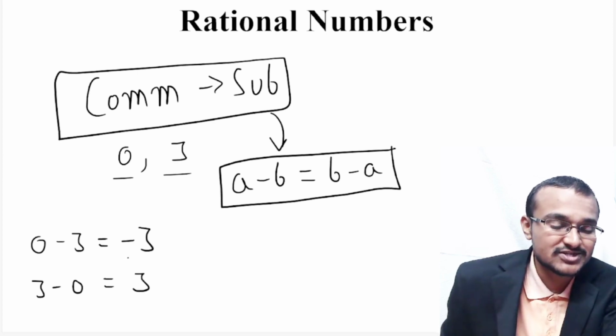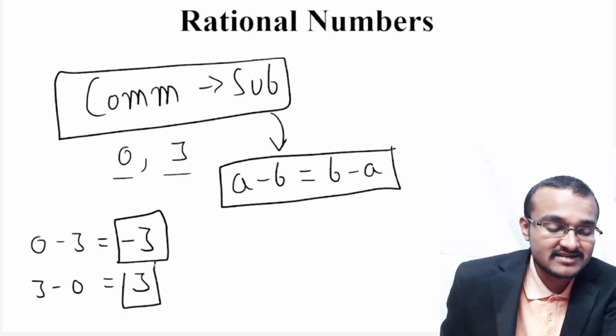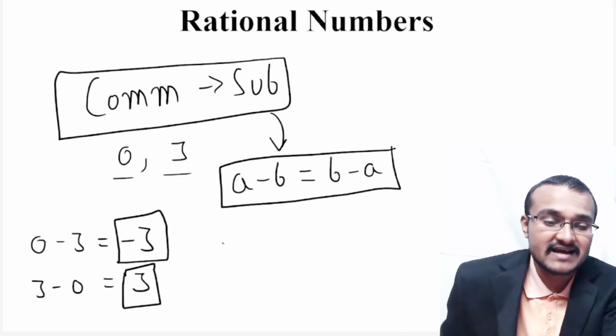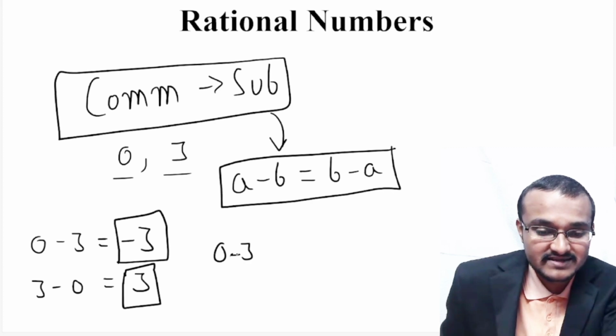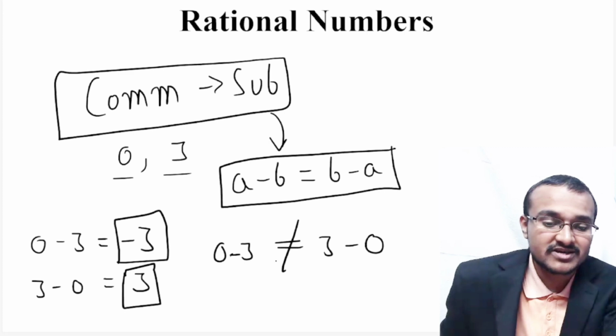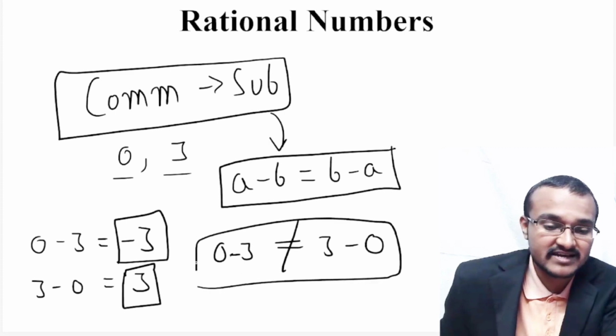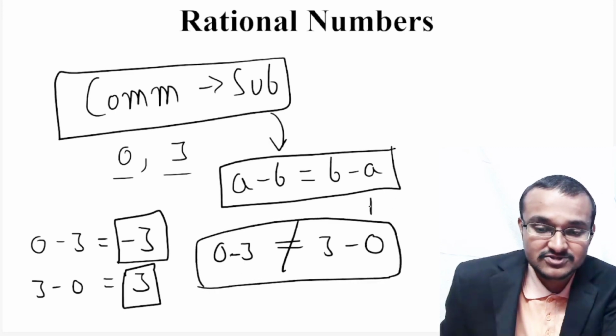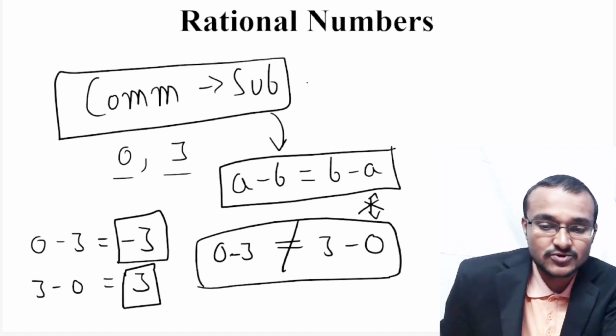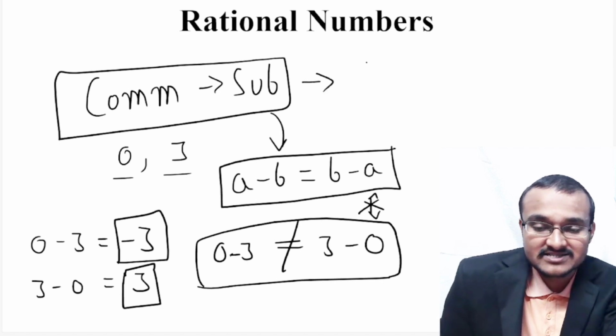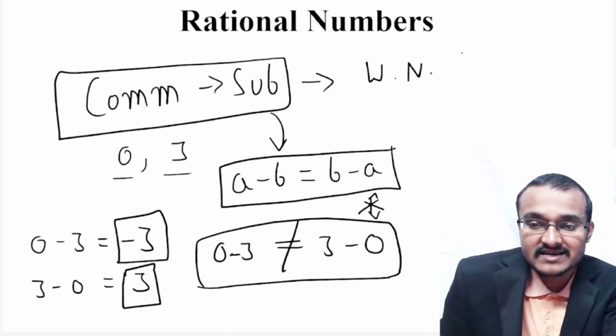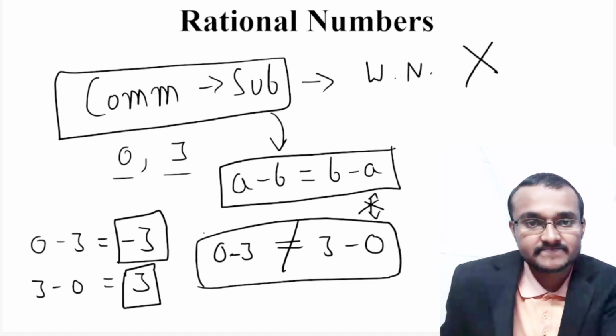So here when you do 0 minus 3, you are getting minus 3, and when you do 3 minus 0, you are getting plus 3. That means 0 minus 3 is not equal to 3 minus 0. So here whole numbers are not satisfying this equation. So commutative property under subtraction for whole numbers is not satisfied.